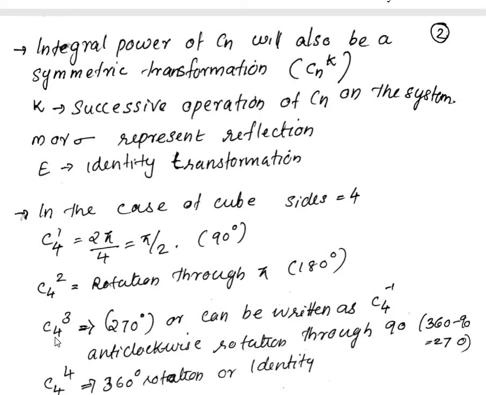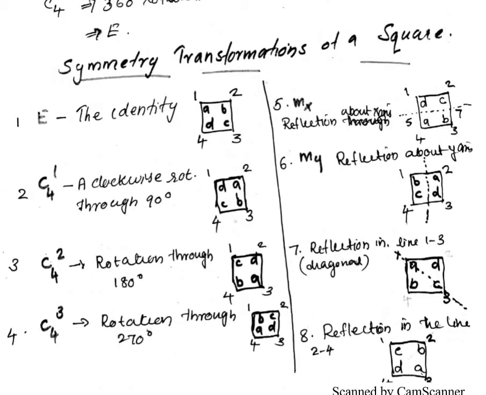Then we again do a rotation, that is C44, that is equal to 360 rotation, or we can call this an identity transformation. When we rotate through C41, C42, C43 and C44, this is a closure property. Groups obey the first property known as the closure property.